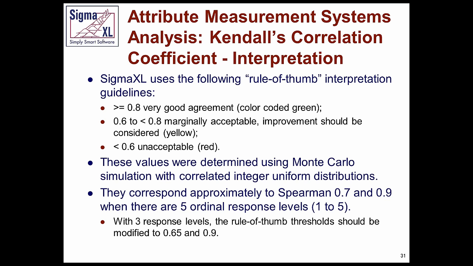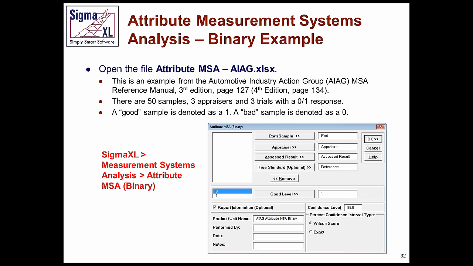These were determined using Monte Carlo simulation to come up with the rules of thumb for Kendall's correlation. So slightly different values. Again, the important thing is if it's red, it's poor. If it's yellow, opportunity for improvement, and if it's green, it's good. One other thing we've added is confidence intervals to the kappa scores as well as to the Kendall scores. So with that, let's have a look at an example.